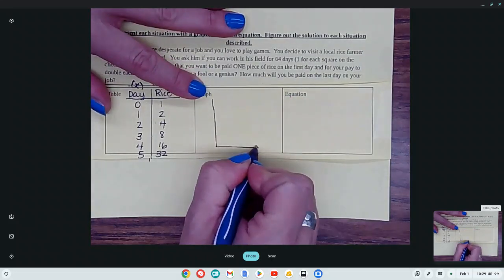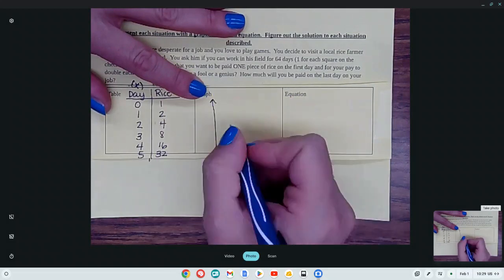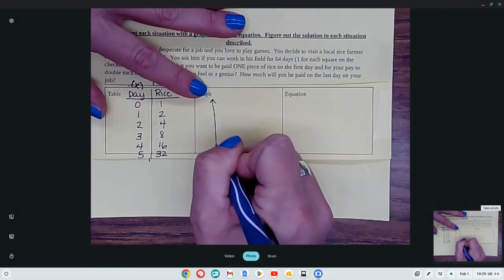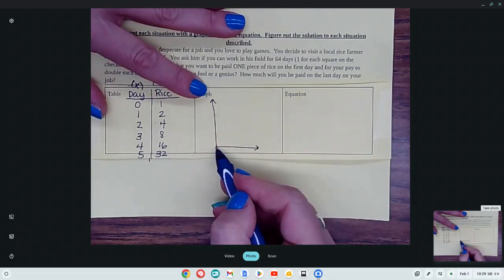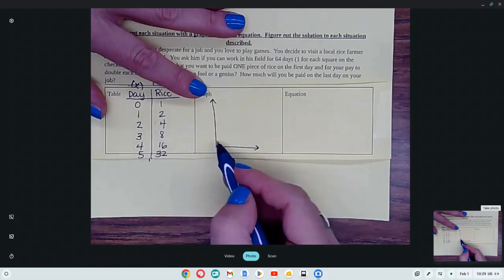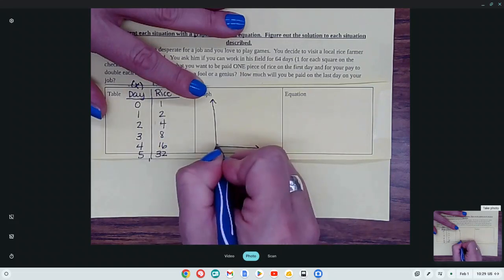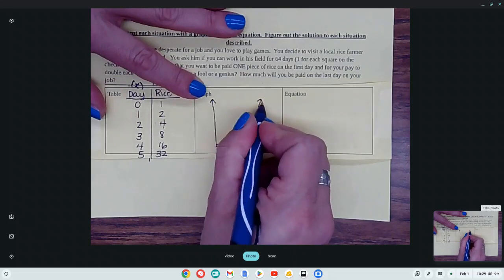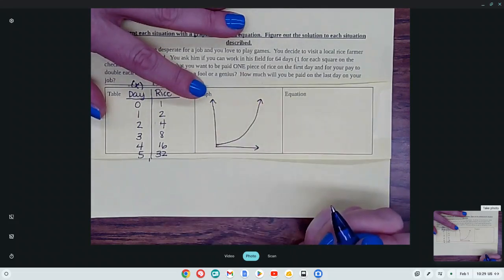Now, when we do our graph, it just needs to be a rough sketch, right? So you start at day 0. I'm not going to start right at the bottom because I didn't start with 0. I started with 1. So it's going to look something like that. So it's going to increase somewhat rapidly, right? So the graph is going to look something like that.